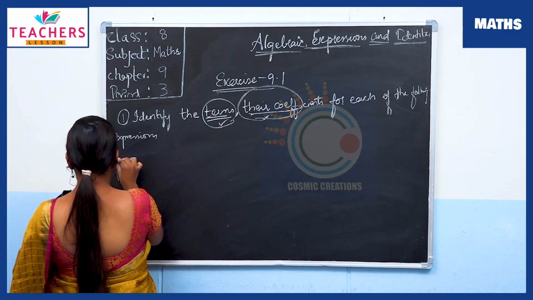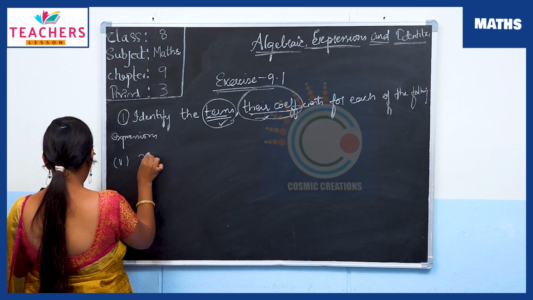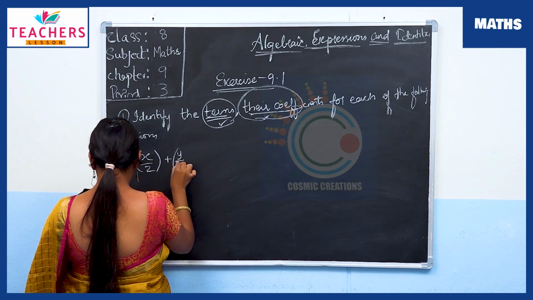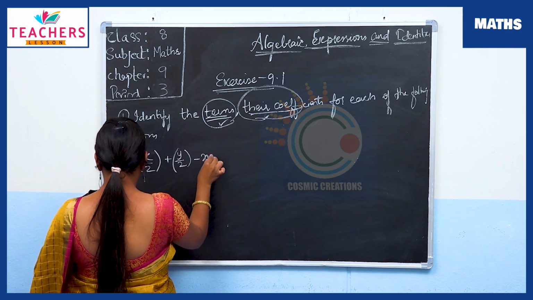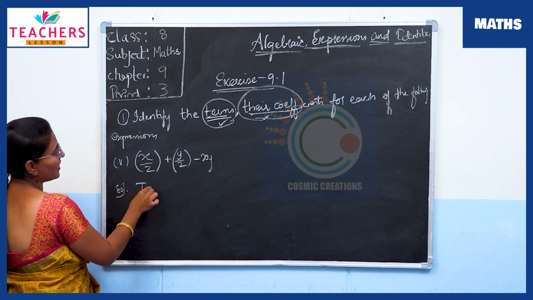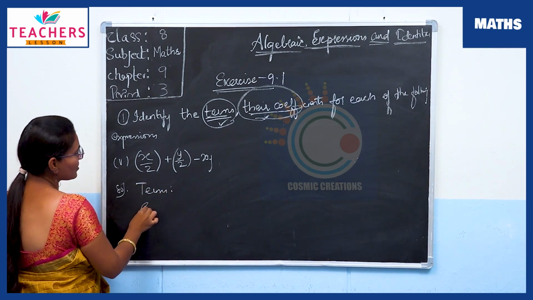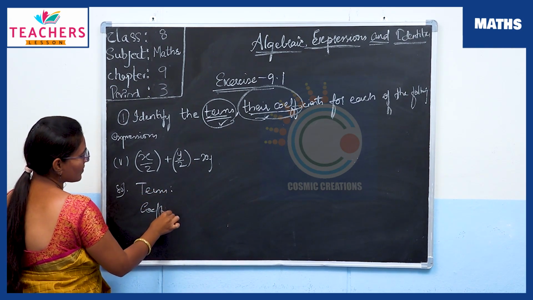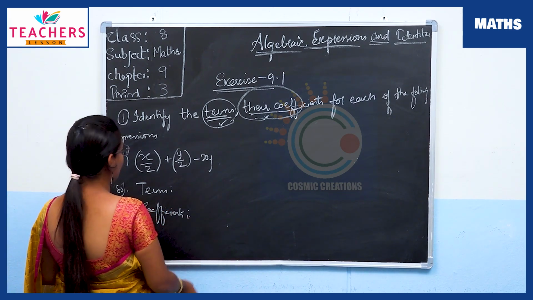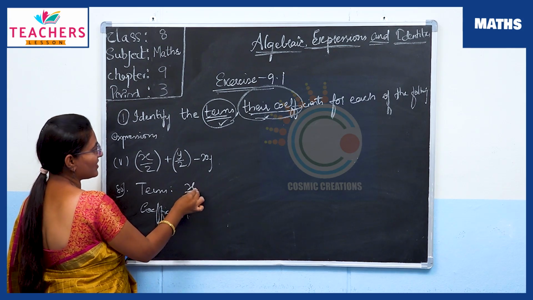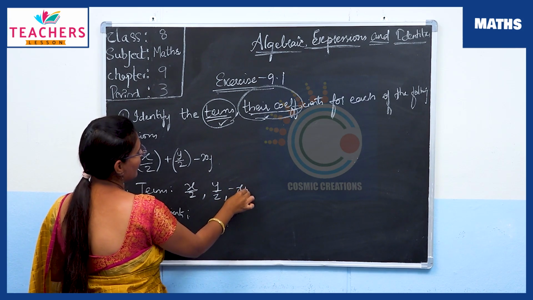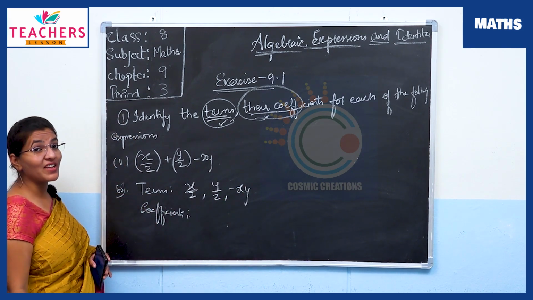Okay. Next, x by 2 plus y by 2 minus xy. Yes. Now, students, can you say what are the terms and what are the coefficients? x by 2, the terms. Yes. Terms are x by 2, y by 2, and minus xy. Very good.